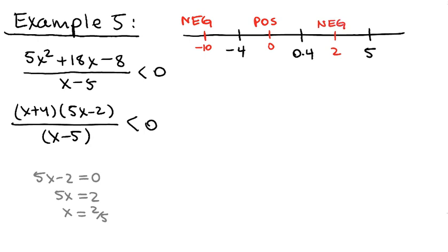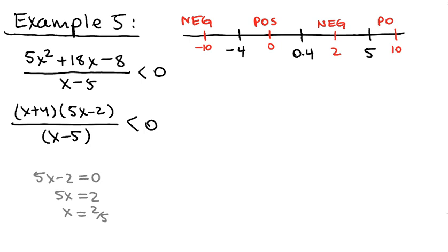And then for x bigger than 5, I'll choose like 10. You can choose anything bigger than 5. You can choose 6. You can choose 5.5. You can choose 5.1. Okay, I'll choose x equals 10. So I'll have 10 plus 4 is 14, positive. 50 minus 2 is 48. 10 minus 5 is 5. All positive. That's going to be positive.